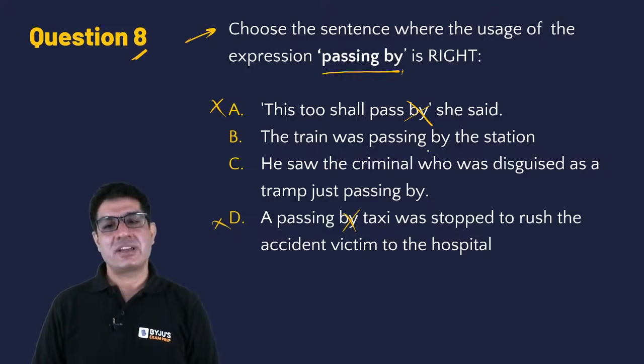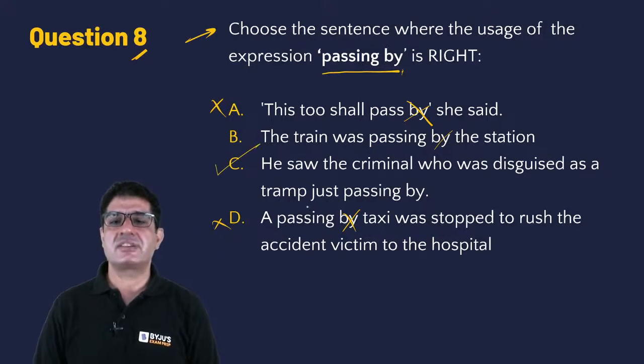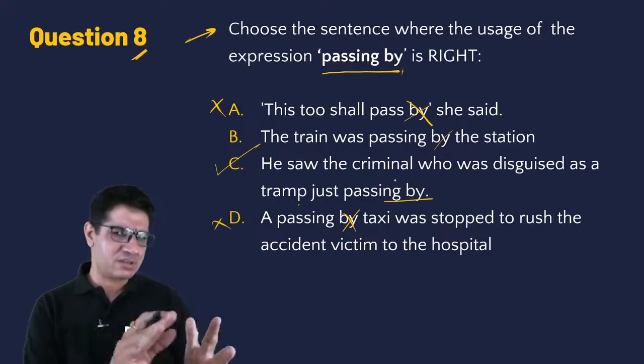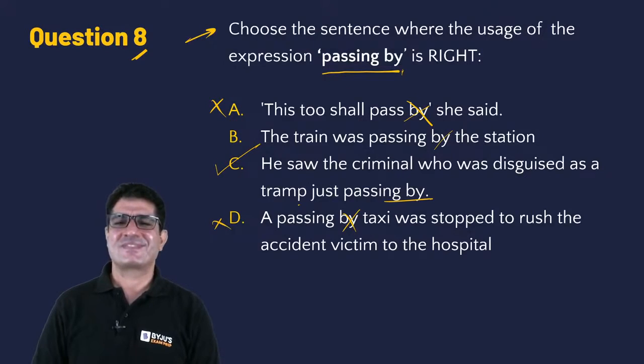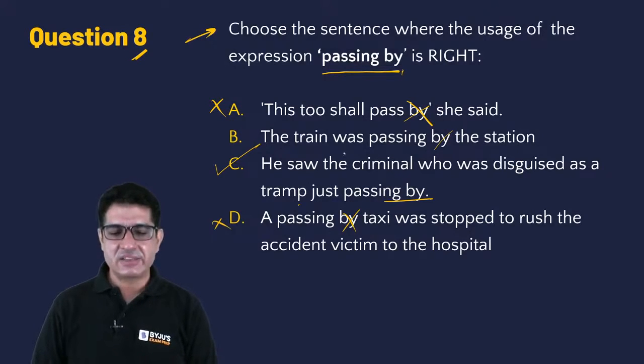The train was passing by the station. No, the train was crossing the station. We don't use passing by here. C on the other hand is right. He saw the criminals disguised as a tramp just passing by. So C it is. The others are wrong. In A and D, you definitely can remove the by and fix it. In B, you need to opt for a different expression altogether.